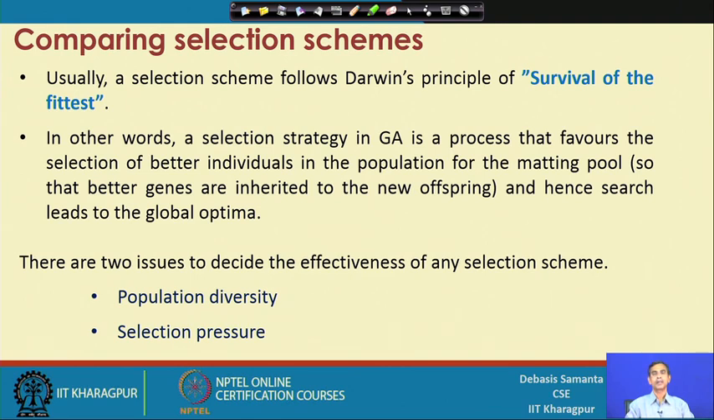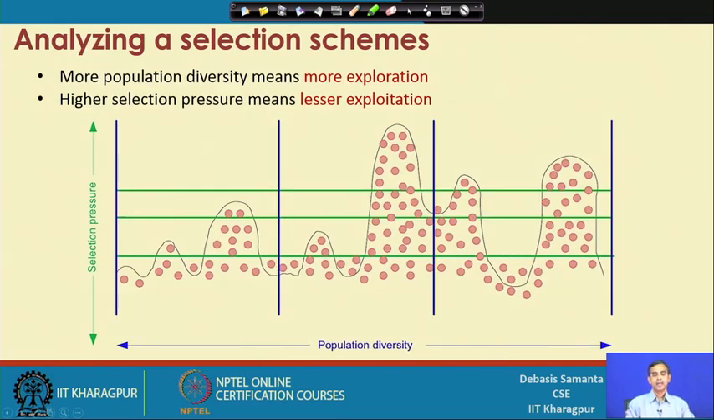So, in order to compare the different selection schemes that we have learned, first we have to understand what population diversity and selection pressure are. Let us understand population diversity first, and then we will discuss selection pressure. Population diversity means that if the fitness values lie within a wider range, then we say that the population has very wide diversity.